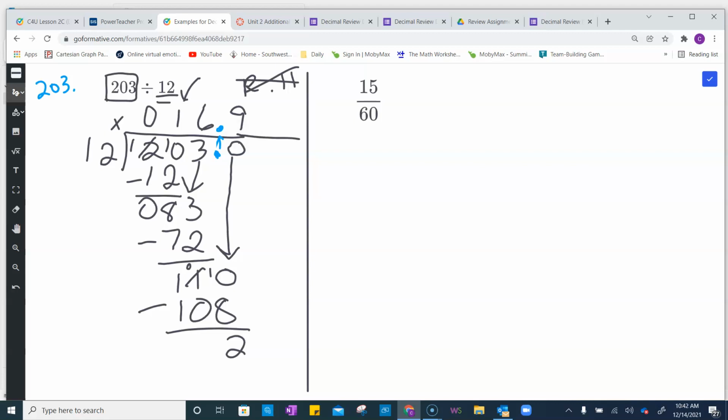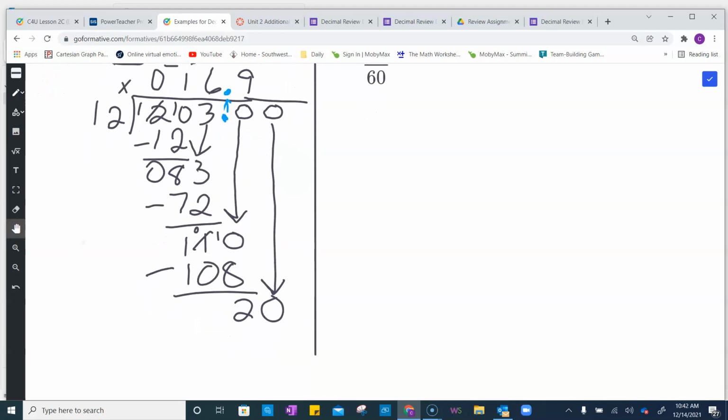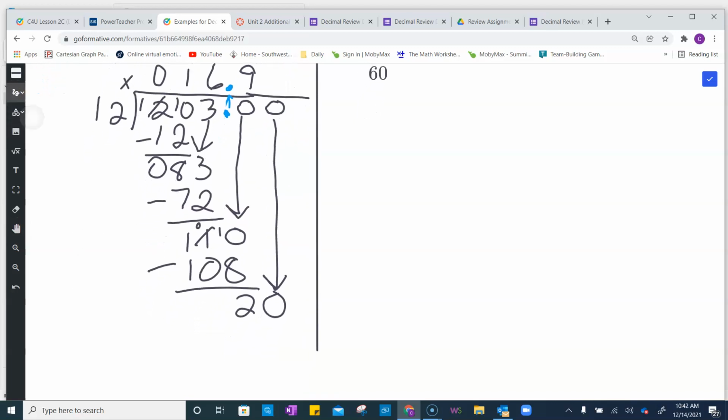And I have a remainder. I've got to keep going. I'm going to add another 0. Again, it just makes my number longer, but it's still 203. It just looks different because I added that 0. And I'm going to divide 12 into 20. How many times can I take 12 from 20? And the answer is once.